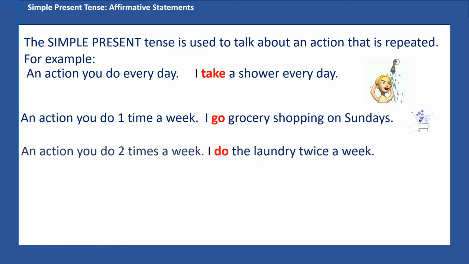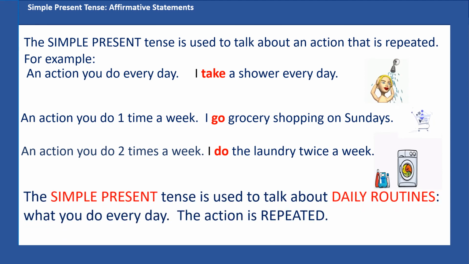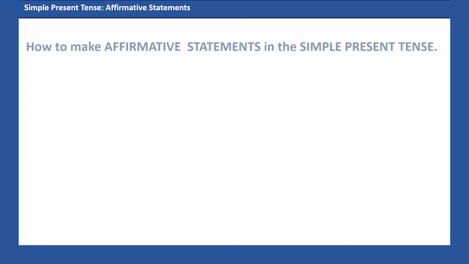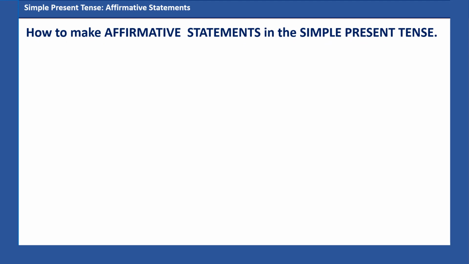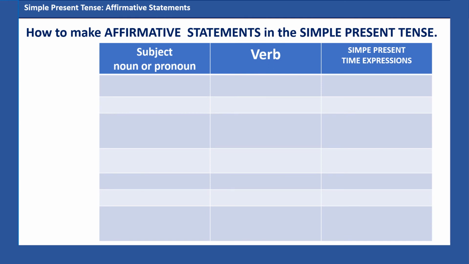It's also used for an action you do two times a week. I do the laundry twice a week. The simple present tense is used to talk about daily routines, what you do every day. The action is repeated. Let's learn how to make affirmative statements in the simple present tense. So, first you have the subject, and remember the subject could be a noun or a pronoun. Then you have the verb, and then you have the simple present time expression.